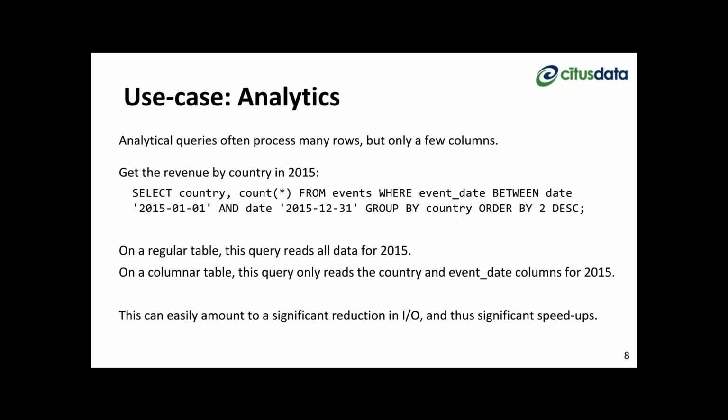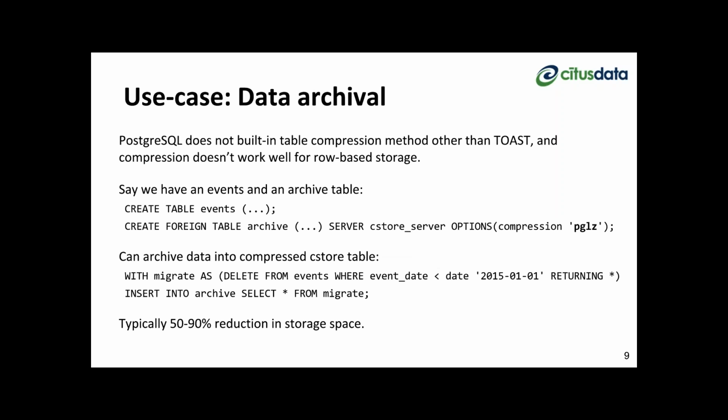Now, if we have a columnar table, we can read only the country and event date columns, because we need the event date for the filter and the country for the counting. Depending on how many columns there are, that could be a big reduction in I/O, and a big reduction in I/O often means the query runs a lot faster. But if this is a table with just 2 columns, it's probably not going to make a big difference. Typically, though, there are a lot more columns.